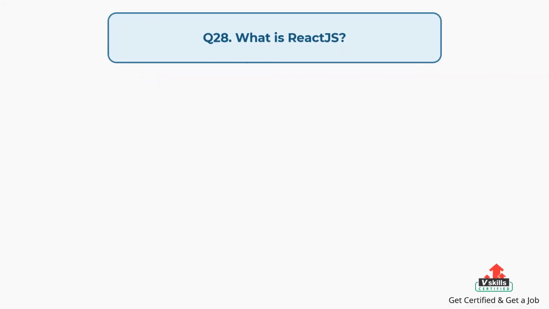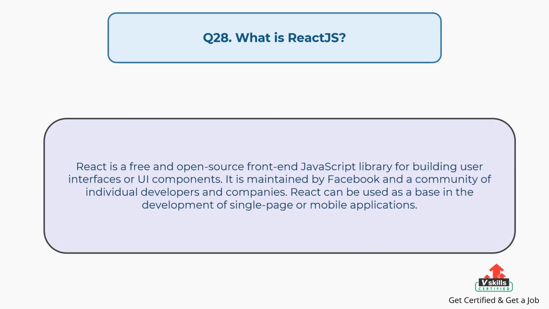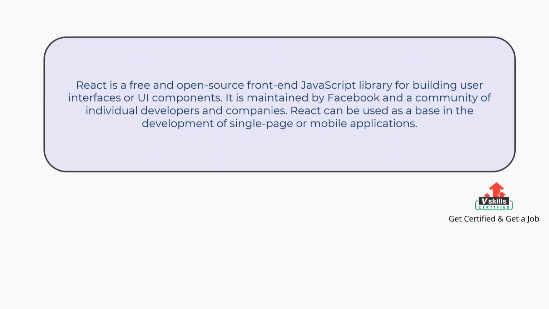Question number 28. What is React.js? The answer is, React is a free and open-source front-end JavaScript library for building user interfaces or UI components. It is maintained by Facebook and a community of individual developers and companies. React can be used as a base in the development of single-page or mobile applications.